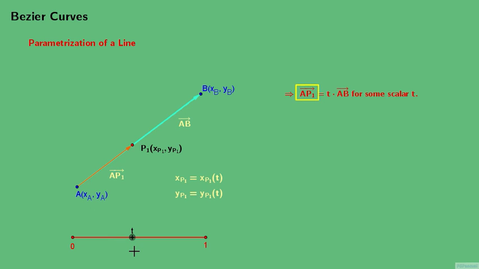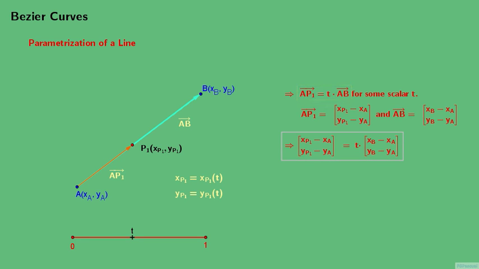Writing out A P sub 1 in vector form, we simply take the difference between the coordinates of the points A and P sub 1. The vector A P sub 1 is equal to x sub P sub 1 minus x sub A for the first component, and y sub P sub 1 minus y sub A for the second component. The components of AB are made up of the differences between the coordinates of B and A. And so we obtain the component form of this equation, which is this vector equation.